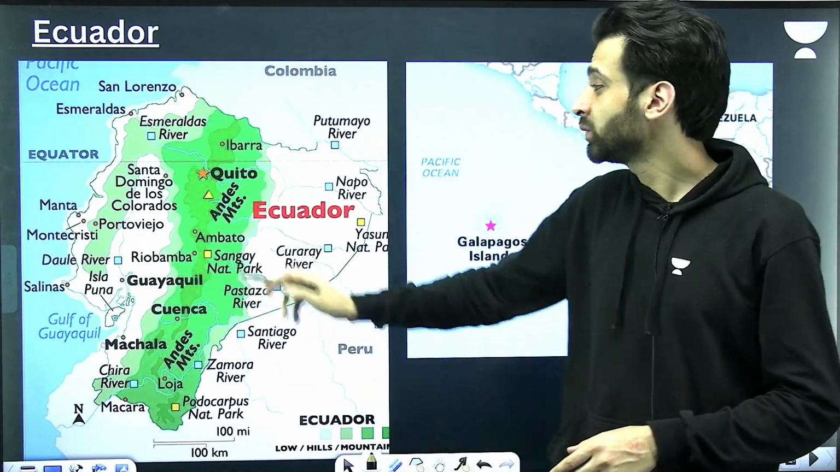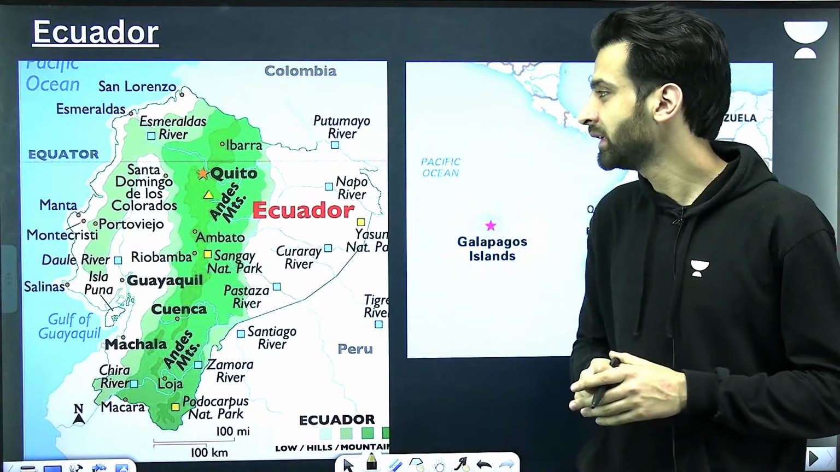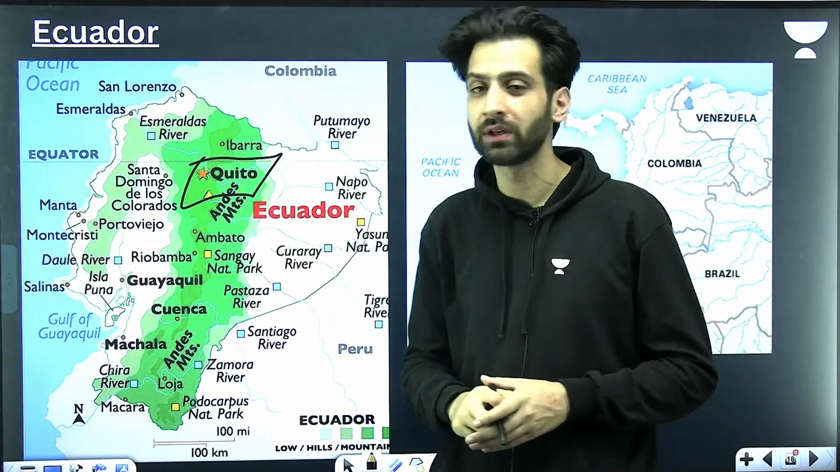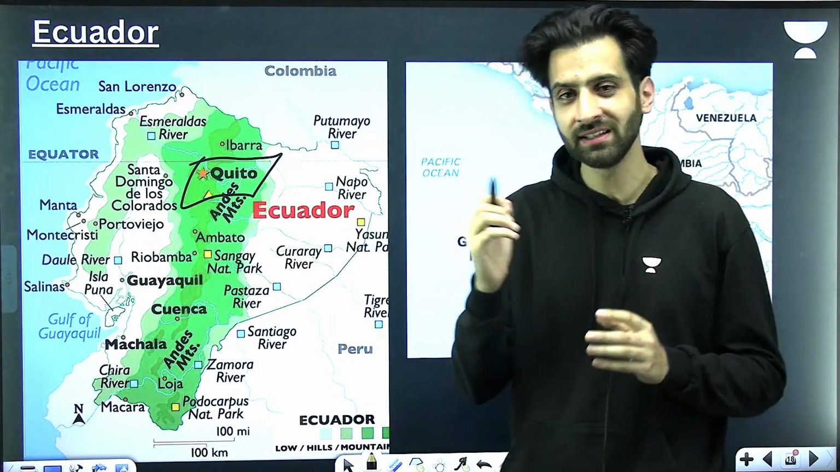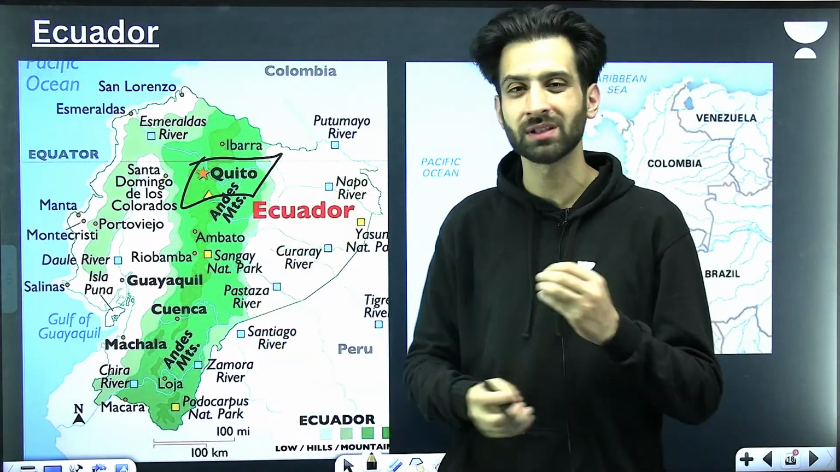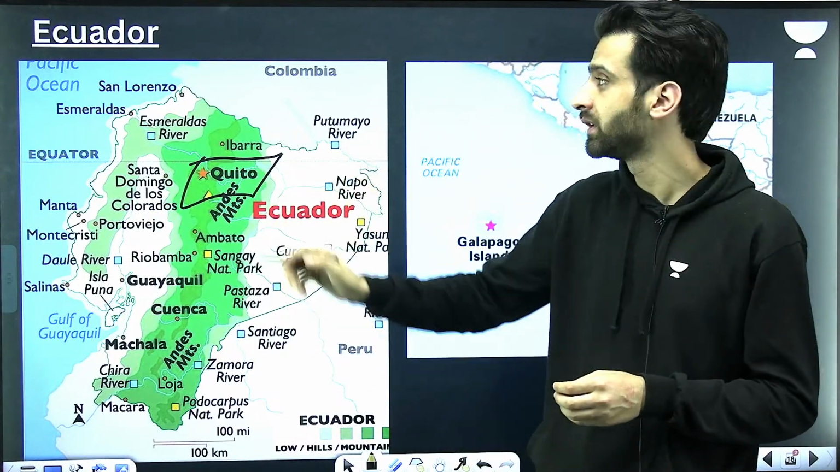Now, coming to Ecuador, again very important because the equator passes through it, and the capital of this is Quito. That's all you need to know about this. See, there are some countries that you don't have to remember much about. Ecuador is one such country where you will find Quito. That is the capital of Ecuador.